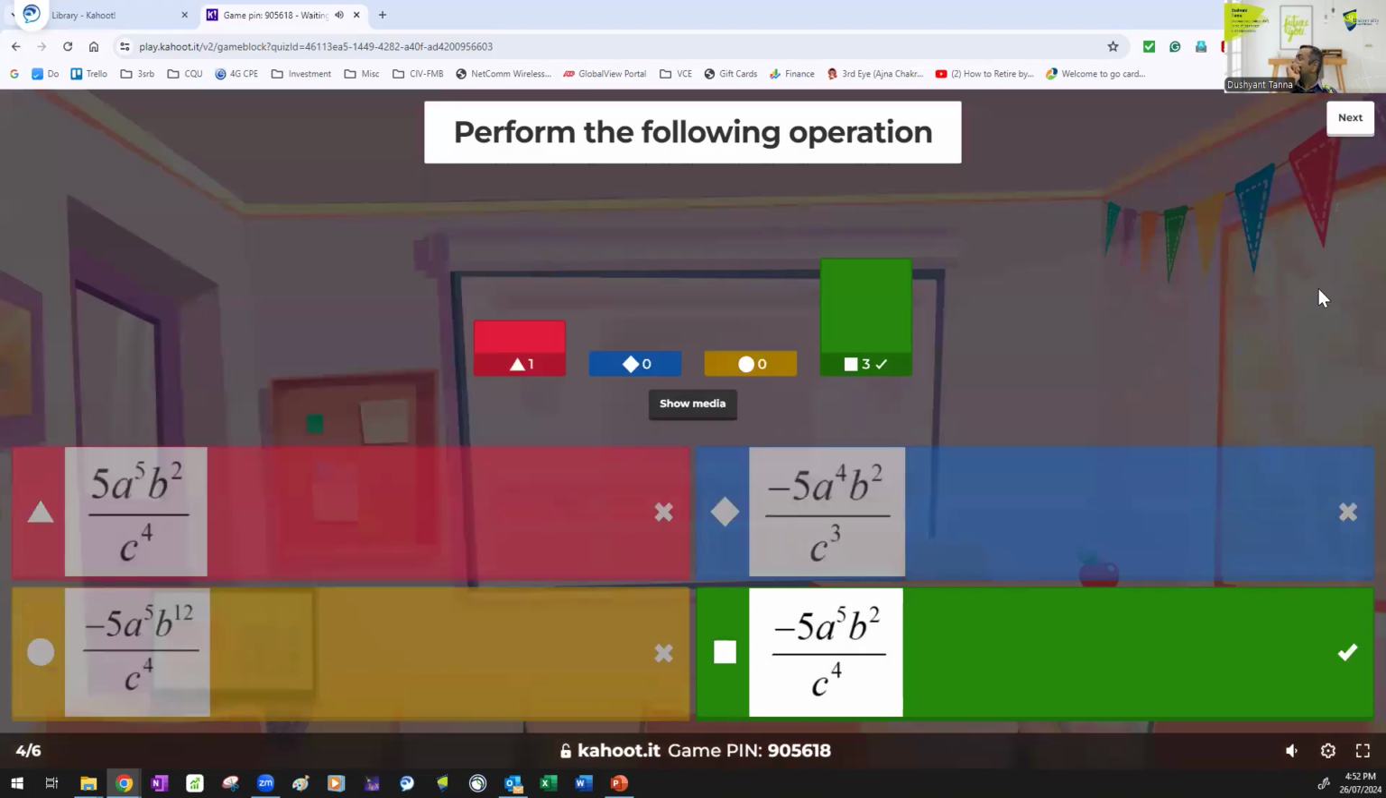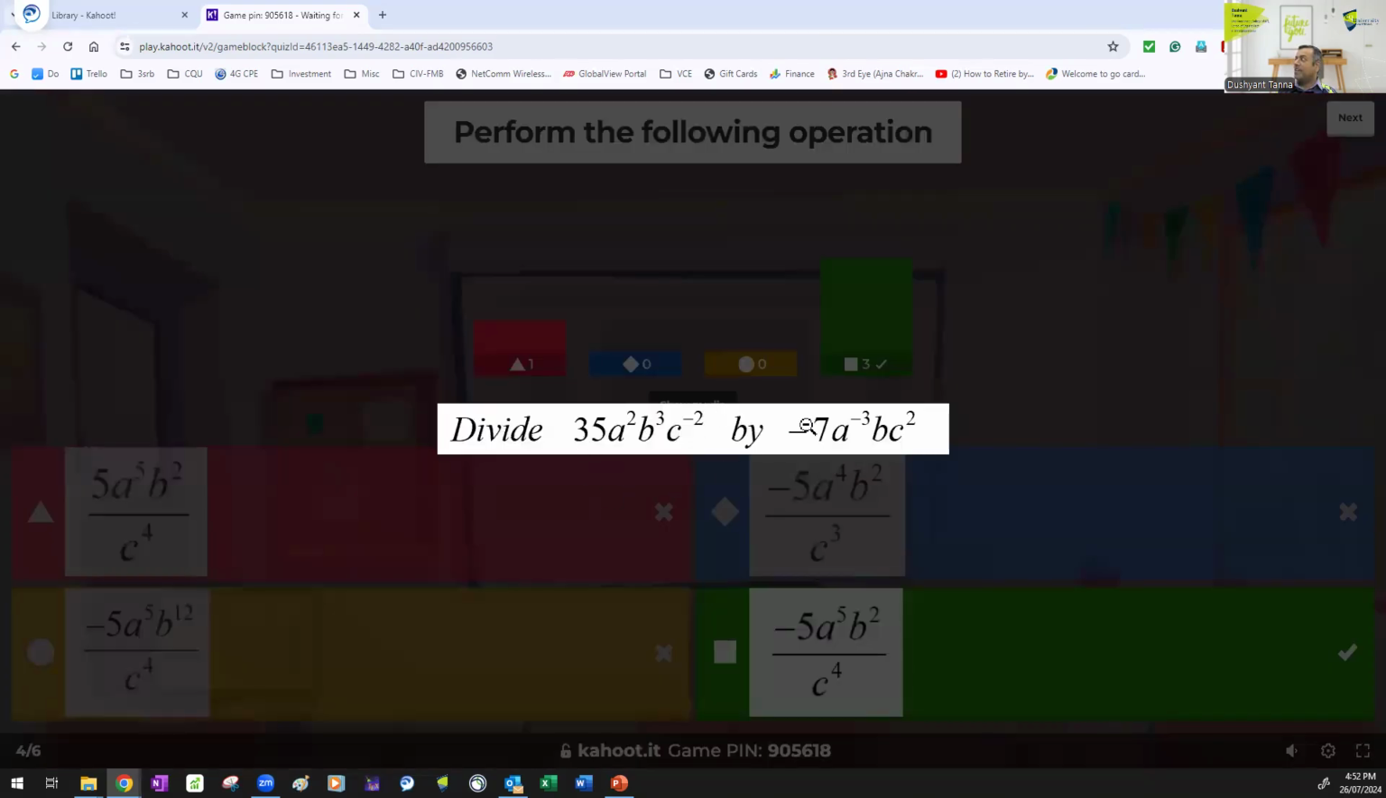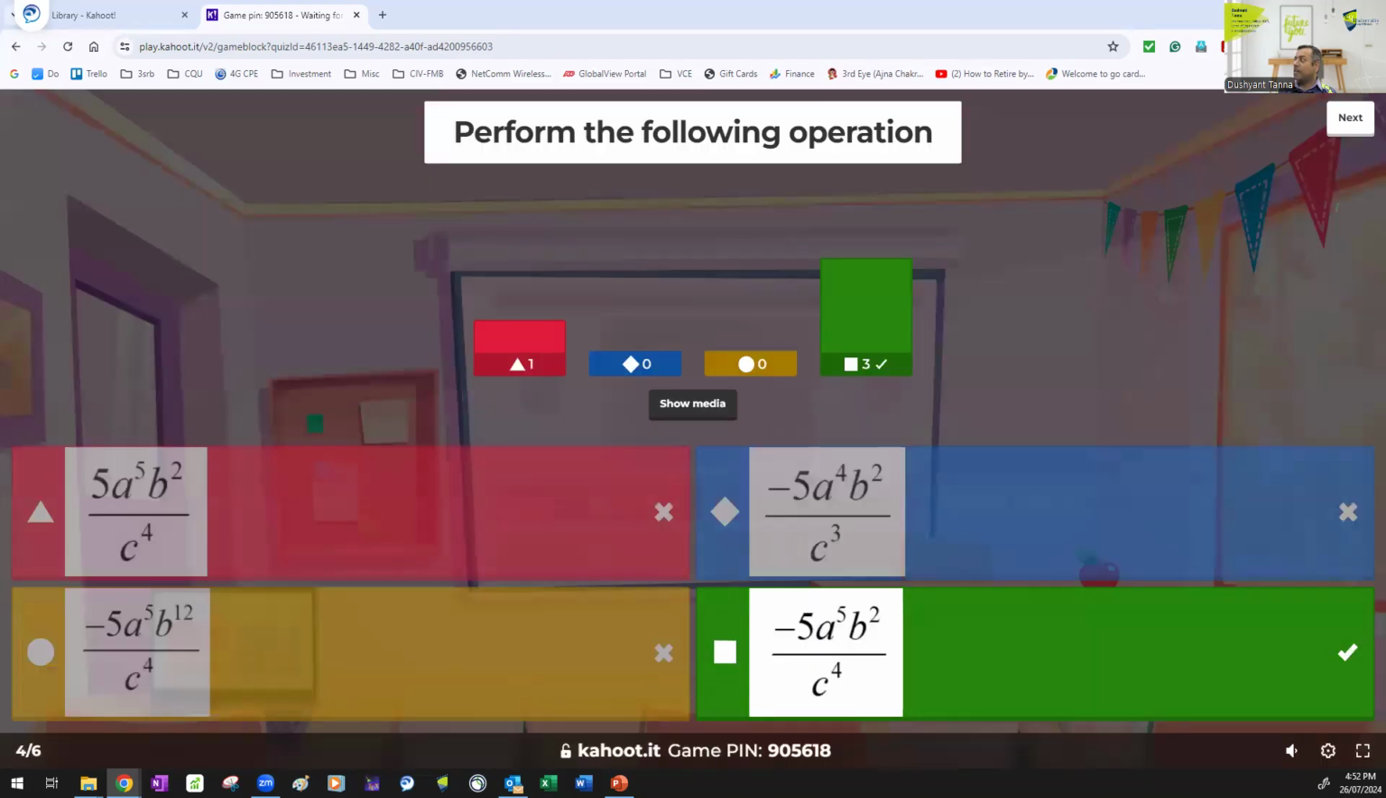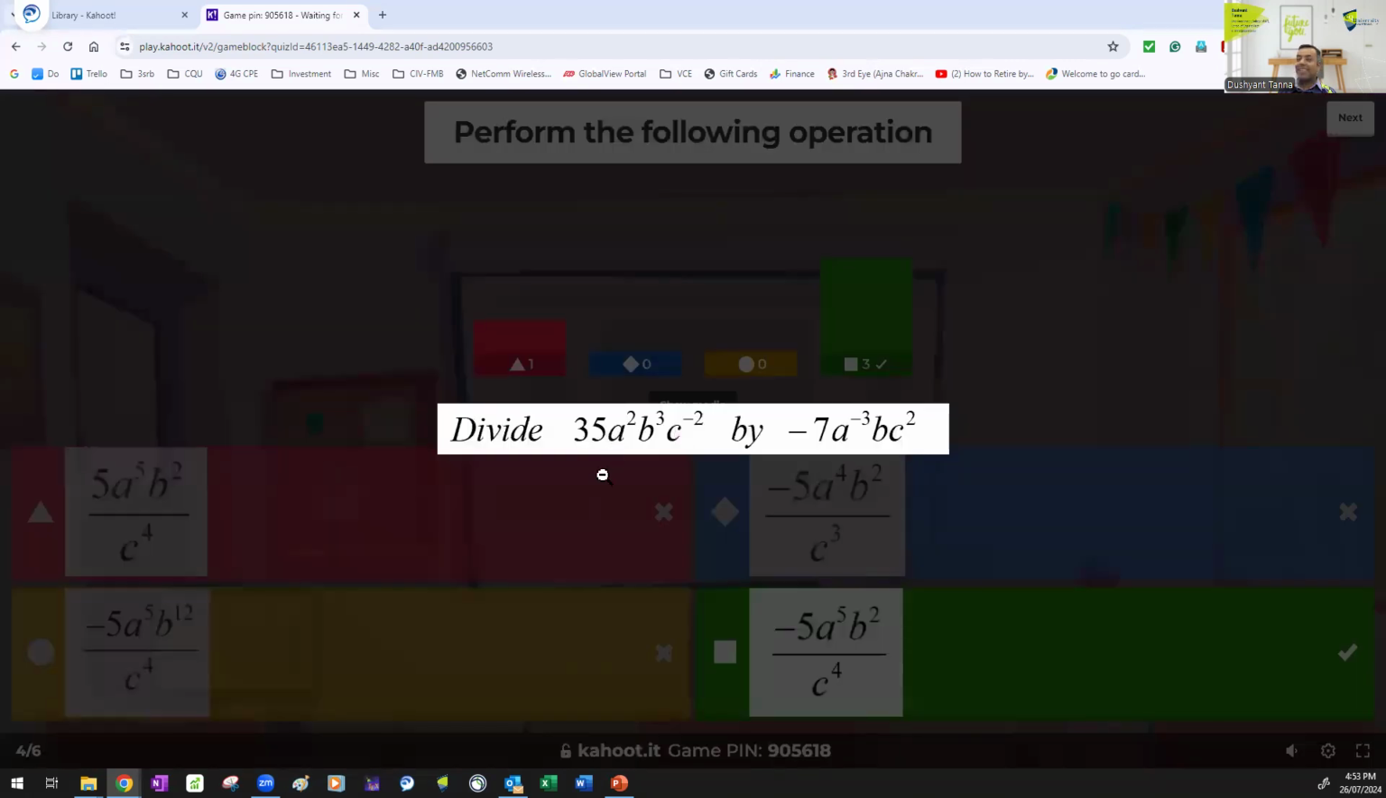I'll take the L on this one, guys. Take the L on this one. I'll take it. Okay. Again, 35 over minus 7, so minus 5, which is, don't worry about red. 3 of it, okay?